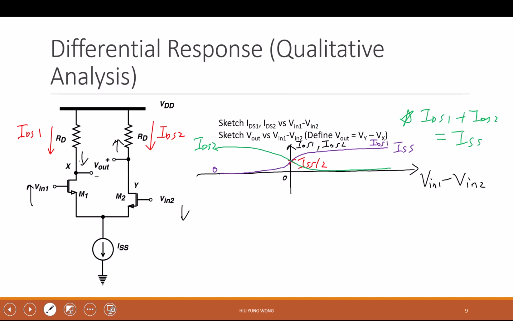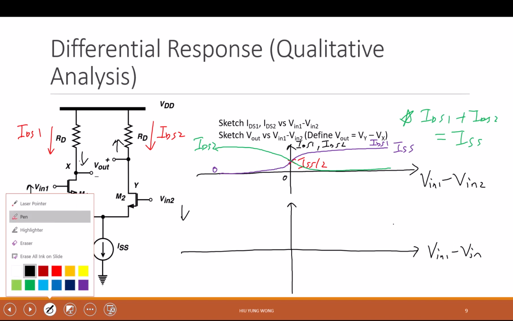So we have this idea. Then now look at the output voltage. To look at the output voltage, I will do it in two ways. Still, I have this x-axis as Vin1 minus Vin2. And then I want to look at Vx first. What is Vx? We know that Vx is equal to, let me start from here.